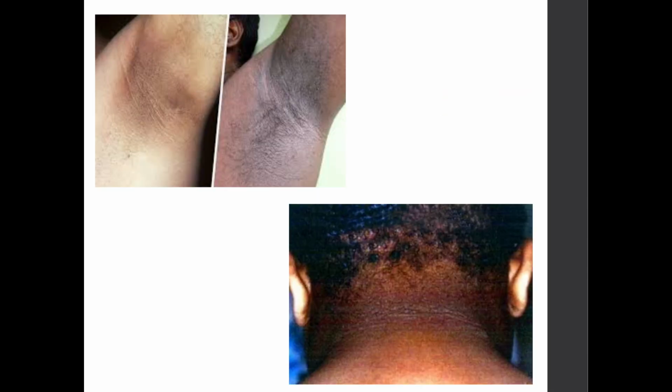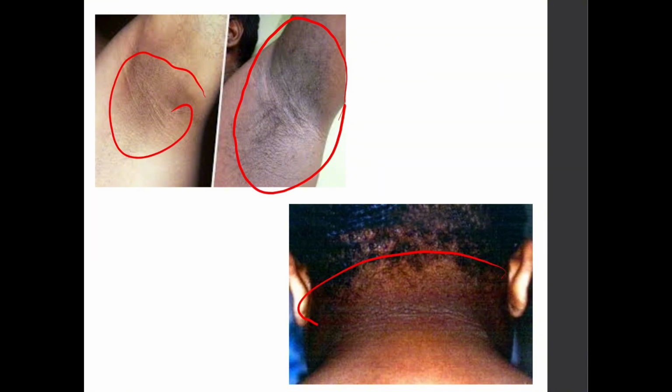So here we can see this is acanthosis nigricans, a darkness of the armpit. Here also you can see it, and also you can see it around the back of this patient, back of his neck. All right.